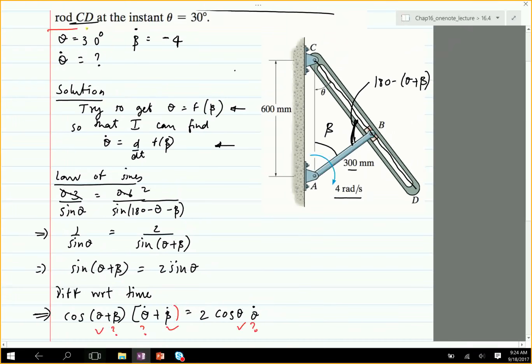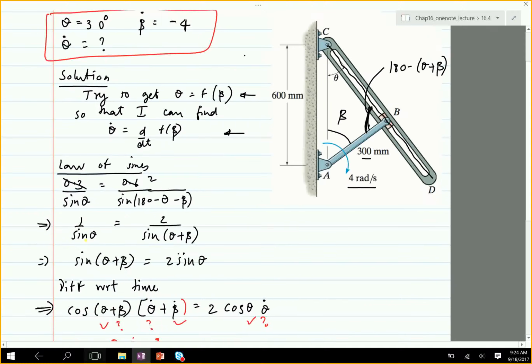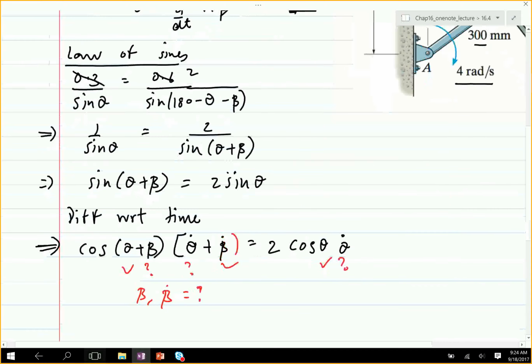Let's see. This is everything which we know. We know theta and we know beta dot. So we do not know beta and we do not know theta dot. There are still two unknowns, beta and theta dot. Which means that we need to get one more equation. This one equation will not help us.